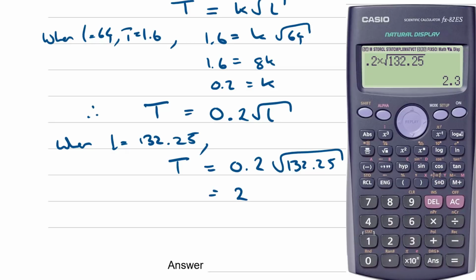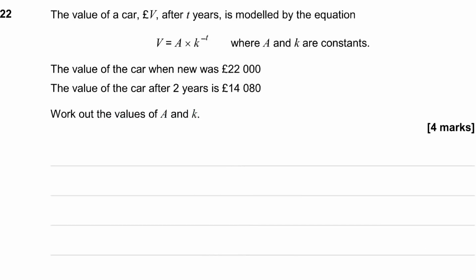So t is equal to 2.3. Question 22. The value of a car in V pounds after t years is modelled by the equation V is equal to A times k to the power of minus t, where A and k are constants. The value of the car when new was £22,000, and the value of the car after 2 years is £14,080. Work out the values of A and k.